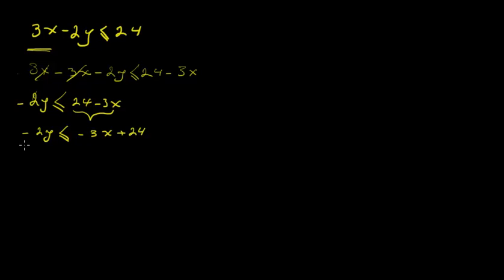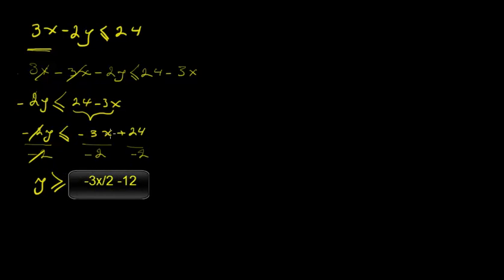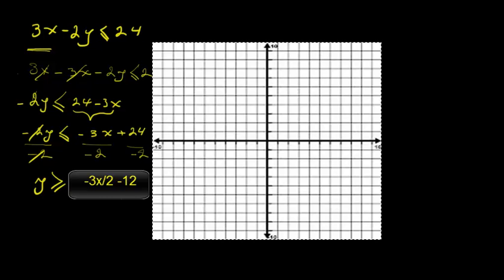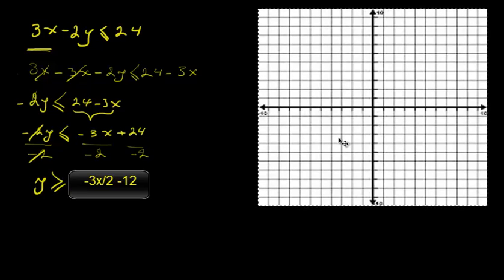Now we divide both sides by minus 2: minus 3x over minus 2 and 24 over minus 2. These two cancel out. We'll have y, and because it's a negative number, we flip the sign. We'll have greater than or equal to minus 3x divided by minus 2, which is 3x over 2, and minus 12. Now we are ready to graph this one. Let's graph it. Let's see.